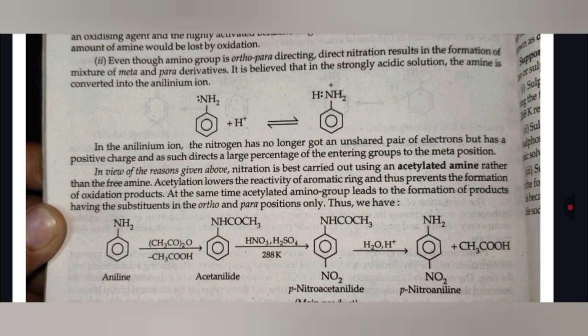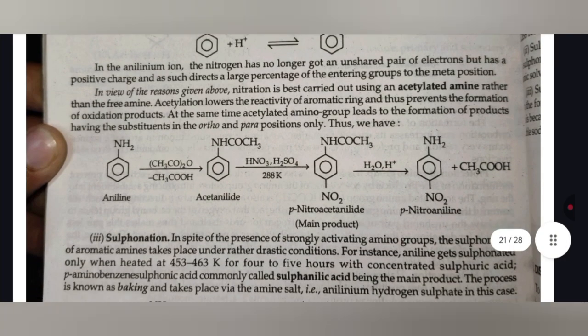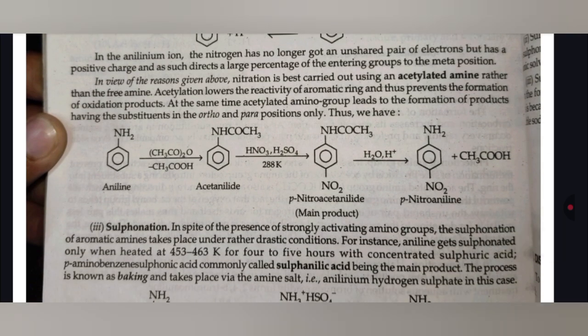Second, even though the amino group is ortho-para directing, direct nitration results in the formation of a mixture of meta and para derivatives. It is believed that in strongly acidic solution, the amine is converted into the anilinium ion. In the anilinium ion, the nitrogen no longer has an unshared pair of electrons but has a positive charge, and as such directs a large percentage of the entering group to the meta position.